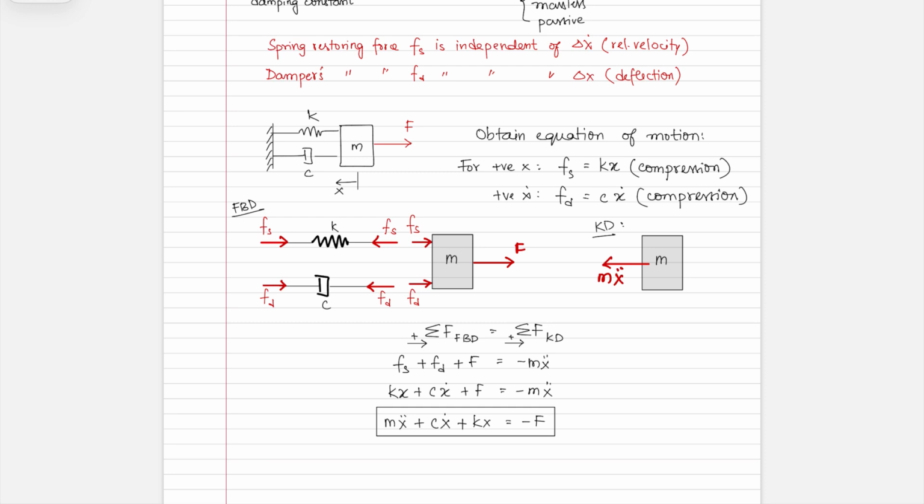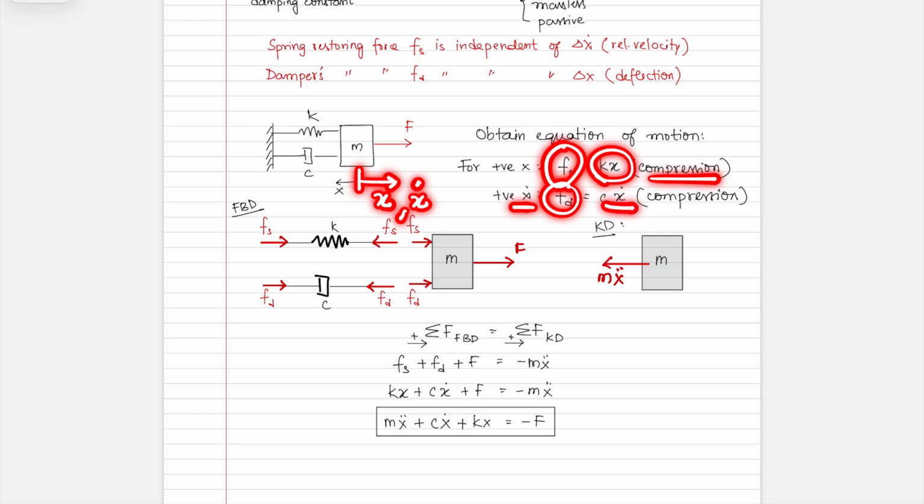Let's just talk about what would happen if you change this to be x in this direction. What would happen then? If you were to go through the process, essentially your Fs would remain kx, but it would be in tension. Fd for positive x dot, which is now in this direction, is now going to be c x dot, but it's going to be in tension, which means that these change in direction. And so you will have a flip of signs here, and you will have a flip of sign there. You can go through the motions on your own, write down your equations of motion going through the same steps.